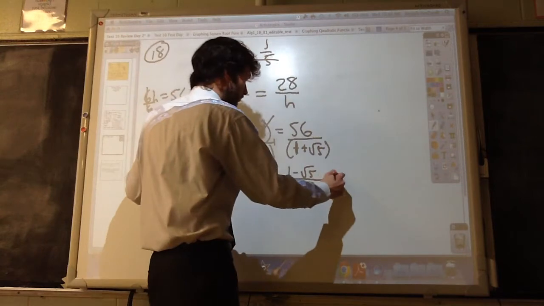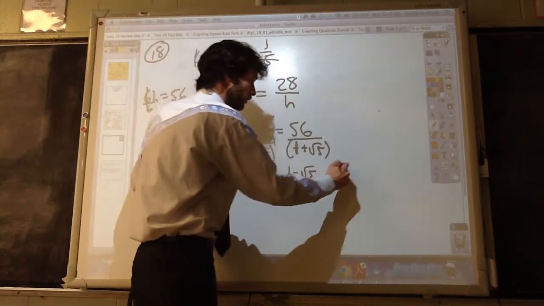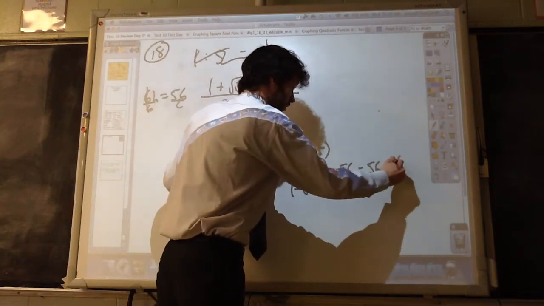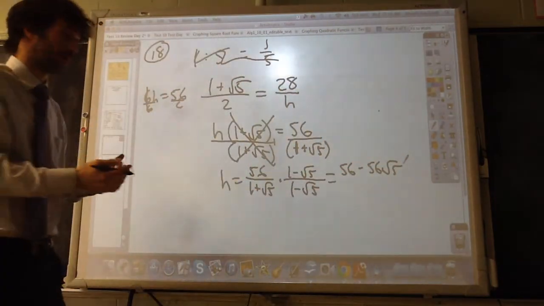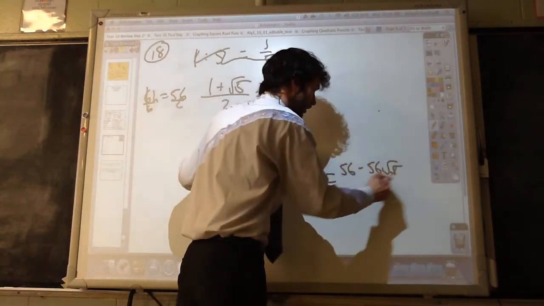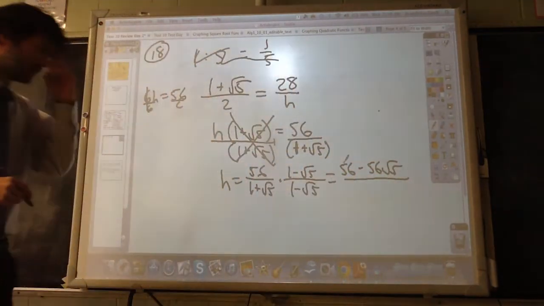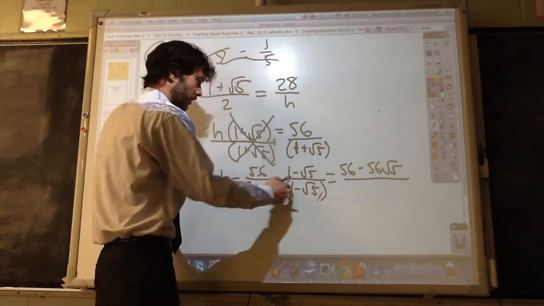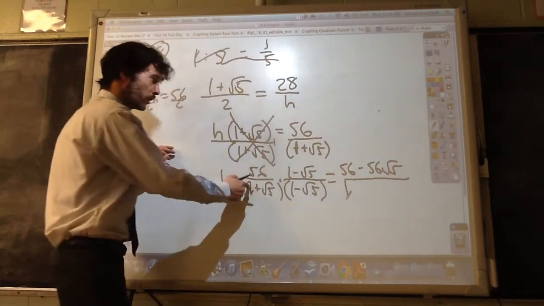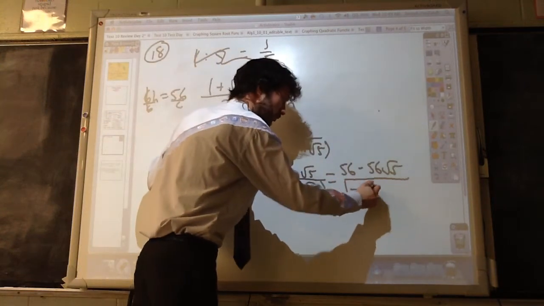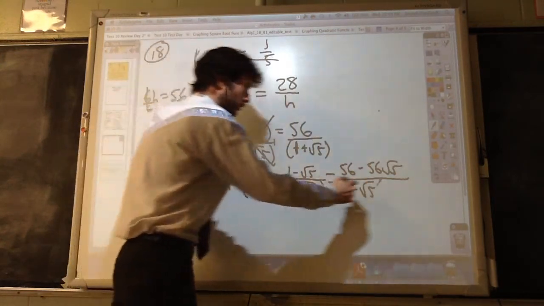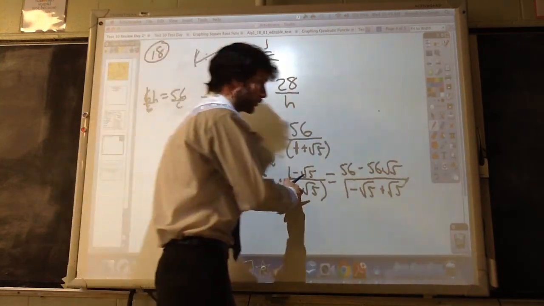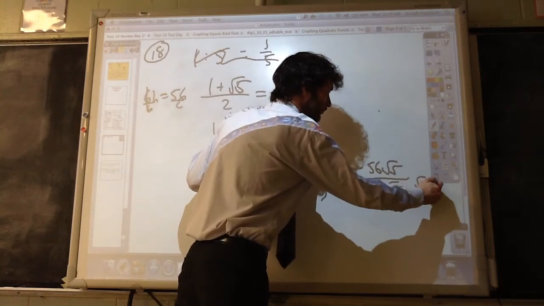Okay, on the top I would distribute. 56 times 1 is 56. 56 times the negative square root of 5 is negative 56 times the square root of 5. Can't multiply those. One's outside the radical and one's inside. Okay, on the bottom, 1 times 1 is 1. 1 times the negative square root of 5 is the negative square root of 5. Square root of 5 times 1 is square root of 5. Square root of 5 times the negative square root of 5 is negative square root of 25.